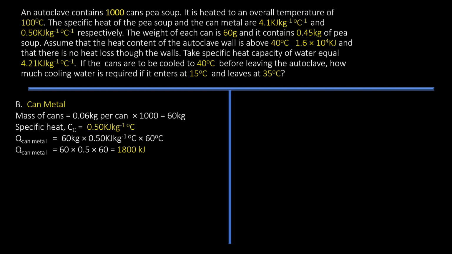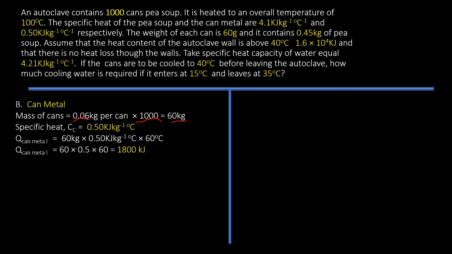That is, our heat Q equals mass times specific heat capacity times change in temperature. We already know that our mass has been given in the question. The mass of the can was given as 60 gram, and then we converted it to kilogram, and that gave us 0.06 kilogram. And we're told that we have 1000 cans, so we multiply by 1000 to know the total mass, and the total mass is 60 kilogram.